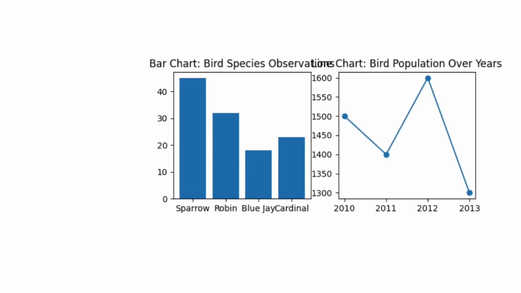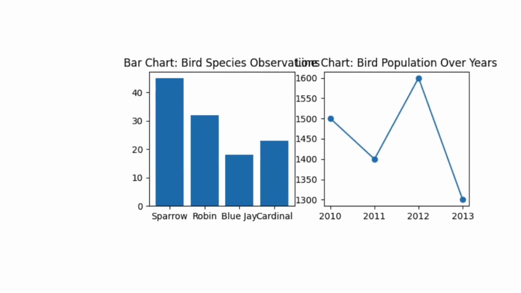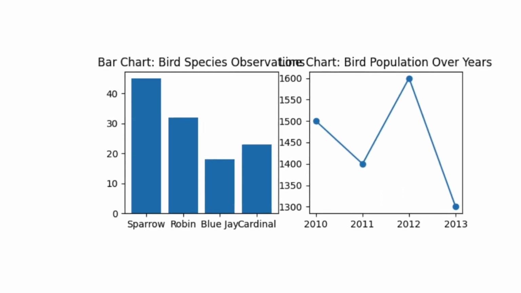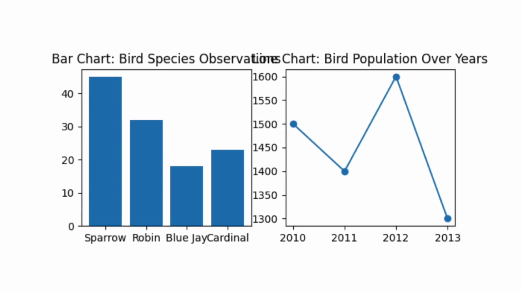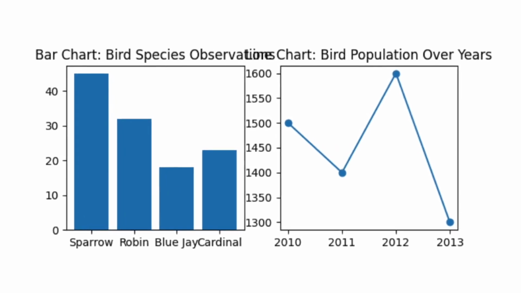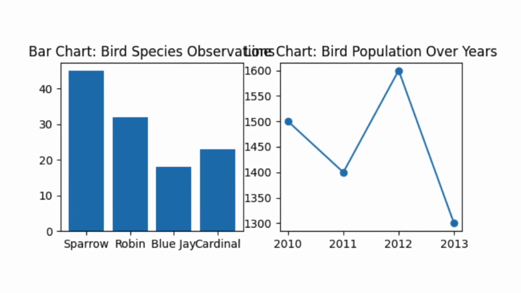If the line suddenly drops down like a roller coaster taking a steep turn, it could mean something bad is happening. Maybe their homes are getting destroyed or the weather is changing too much. By looking at the line charts, experts can figure out what's affecting the birds and find ways to help them.